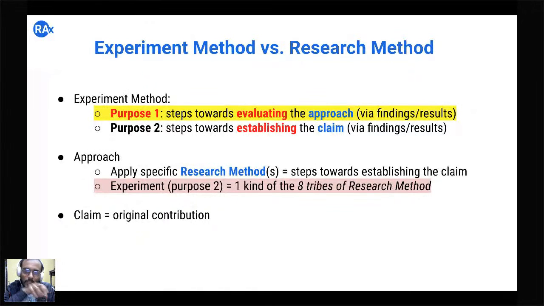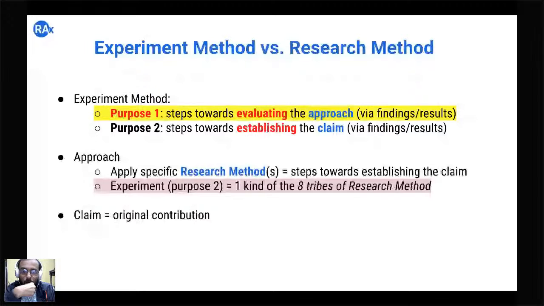Now, what is an approach? It's actually an application of some specific research methods. And what is a research method? A research method is a set of steps that you take towards establishing the claim. So in purpose number 1, we are trying to show that there is an approach, which is actually a research method. I took a research method in order to establish a claim, and now I'm trying to show that my method is really good. So it's for evaluation of the research method itself.